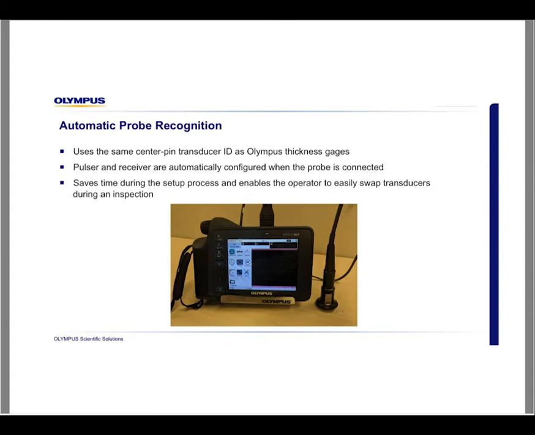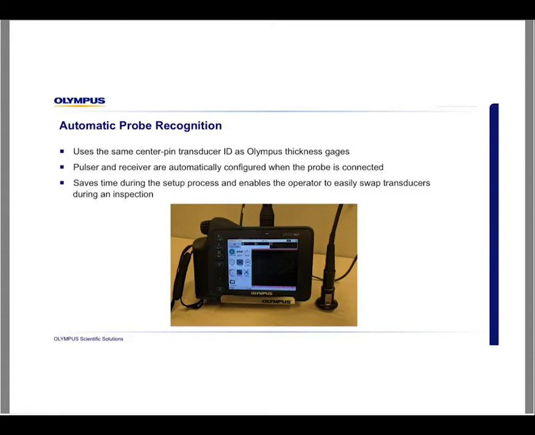So a bit more on automatic probe recognition. As I mentioned, it uses the same center pin transducer ID technology as our thickness gauges, which means that we can use the same set of thickness gauge probes as a 38DL Plus, for example. And we have support for essentially the full line of Olympus thickness gauge dual transducers. So as I mentioned, the pulsar and receiver are automatically configured, and it displays your probe name at the bottom of the screen.